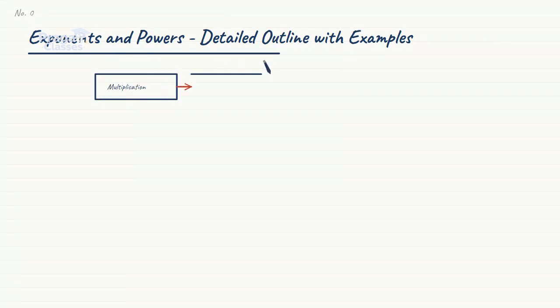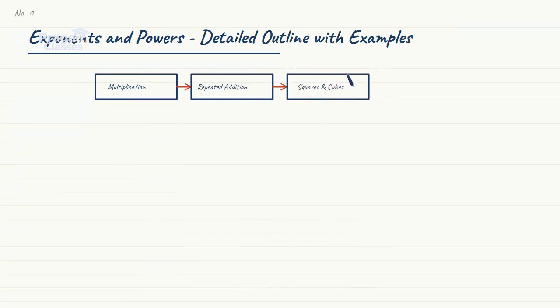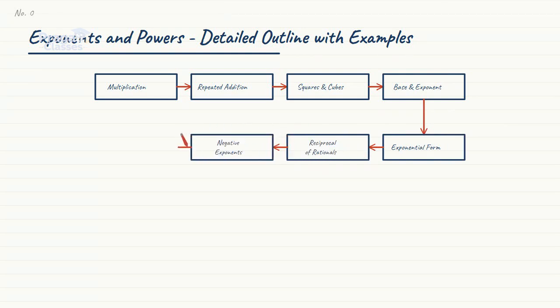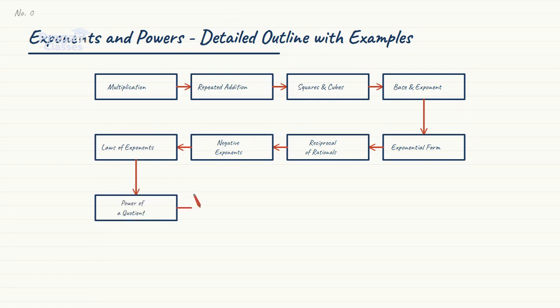We'll start with something you already know well, multiplication, because at its heart, it's just a faster way to add the same number over and over. That simple idea of repeated addition is what naturally leads us to squares and cubes, where we multiply a number by itself. From there, we'll give that idea a name, the base and the exponent, which together unlock the powerful shorthand we call exponential form.